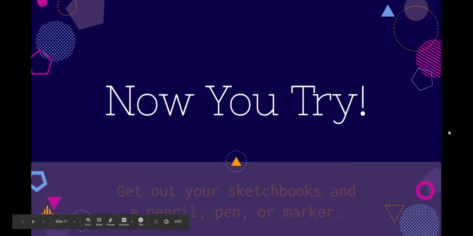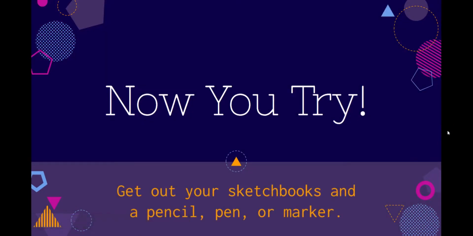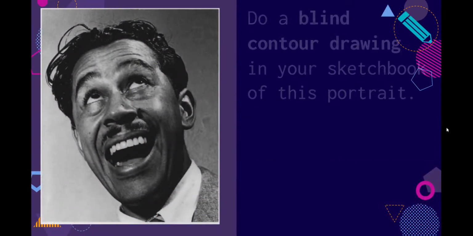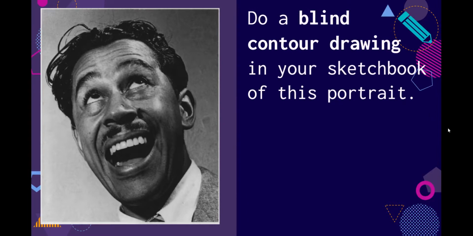So now you try. Get out your sketchbook and a pencil, pen, or marker. And if you're in class, I will provide you with some markers. However, if you have a pencil or a pen and you want to use that, you may. We're going to do a blind contour drawing in your sketchbook from this portrait.